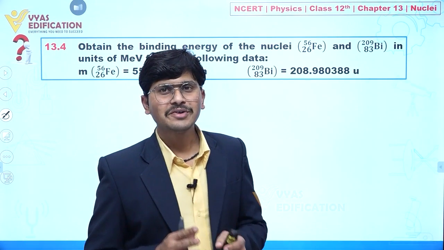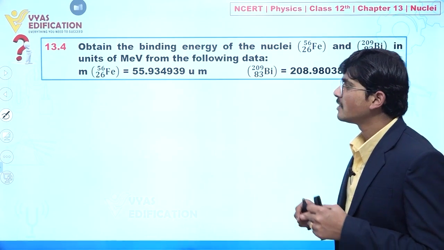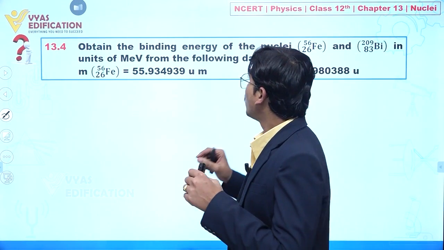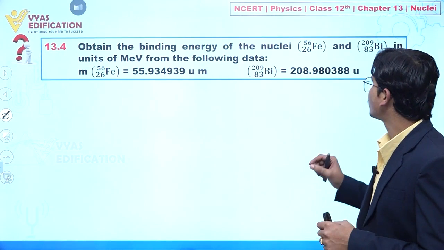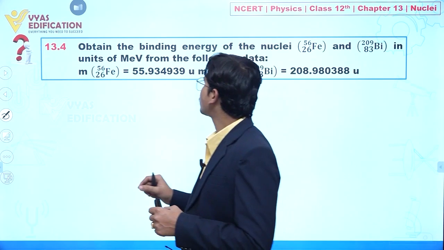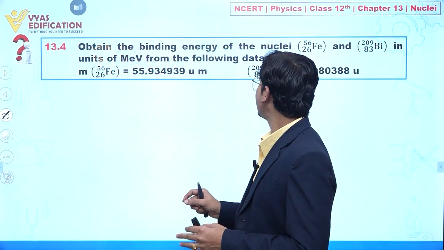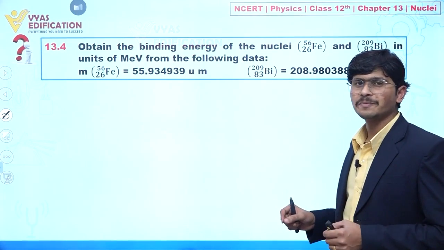Now students, we are going to discuss question number 13.4. In this question our objective is to find the binding energy of the nuclei iron and bismuth in units of million electron volt from the following data, and the atomic mass of iron as well as bismuth is provided to you, clear.